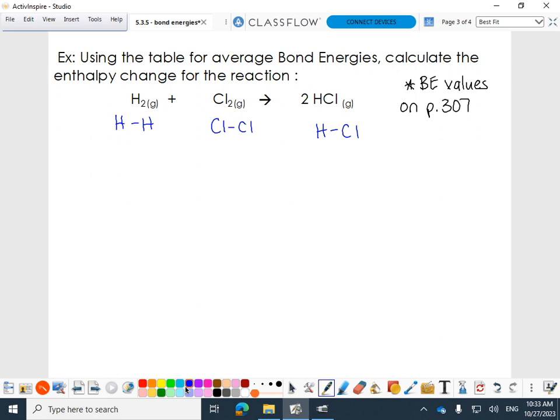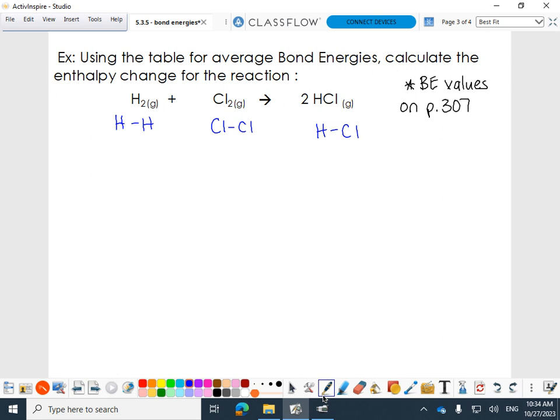If you look at 307, it says HCl is 427 kilojoules per mole. If you happen to write this like this, ClH, that doesn't matter. It doesn't matter what element you put first in the bond and what element you put second. It's more about are the bonds single or multiple, and how many of them are there in the molecule. So how many hydrogen bonds do we have in H2? We only have 1. How many chlorine bonds do we have? Only one. How many HCl bonds?